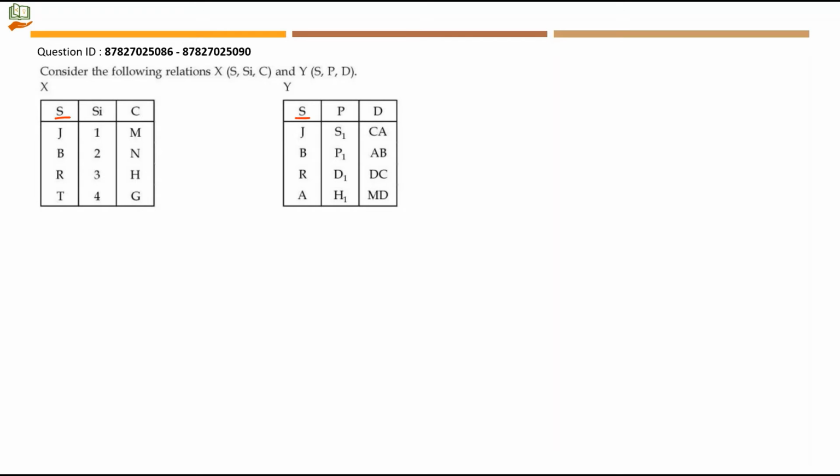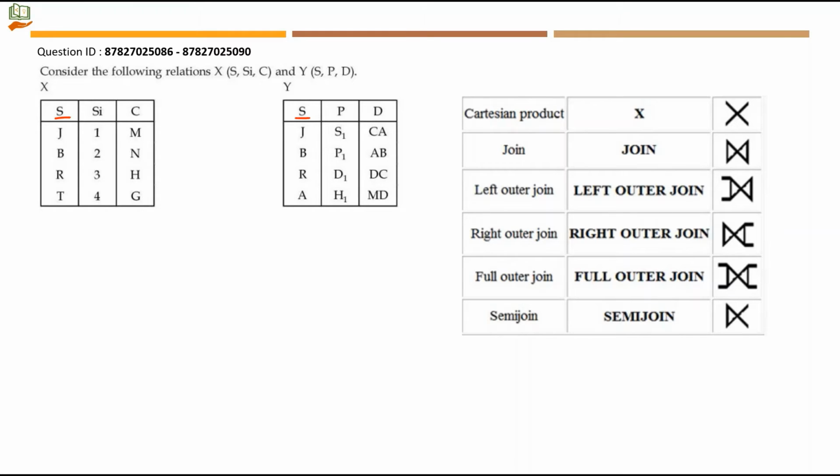Now we have a set of operations and their particular symbols. Cartesian product is represented like this. Join is represented through this symbol. Left outer join is where the left side will have a symbol like this. Right outer join is where the right side will have the symbol. When it is full outer join, that symbol is present on both sides, and when it is semi join, one side will be open. Only with the help of these symbols we are going to work with the next 5 questions.